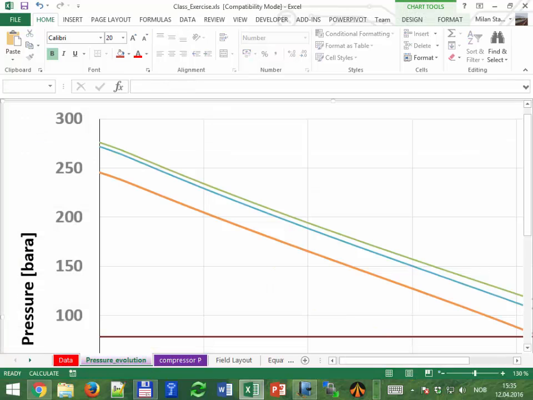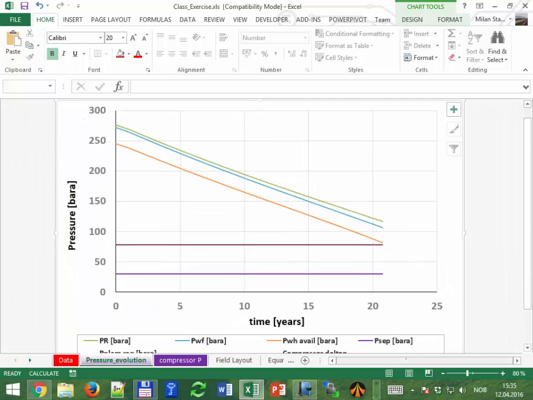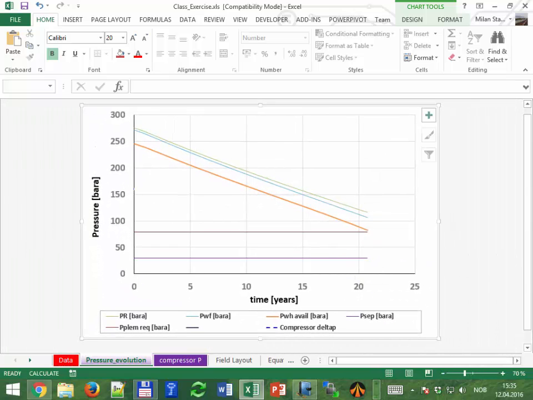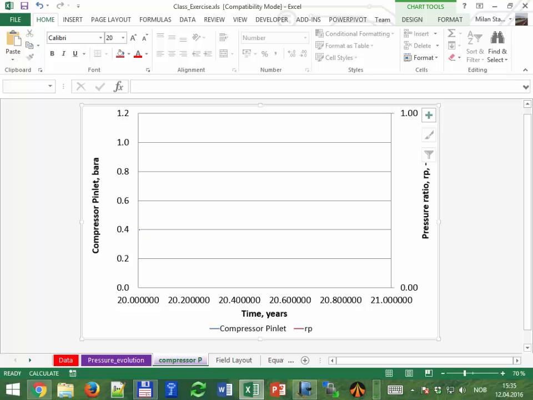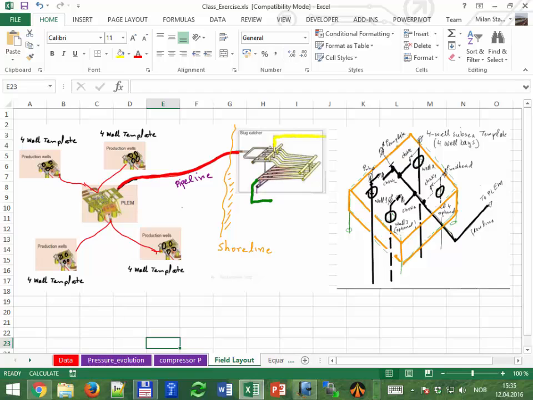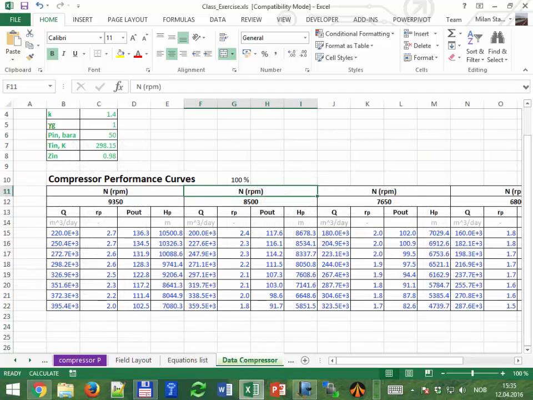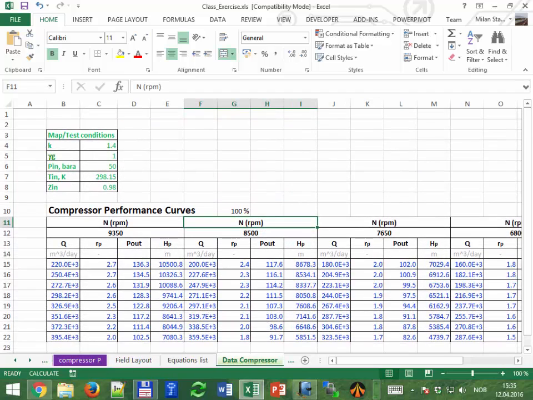And here we have this plot, which is pressure evolution, and we also want to see how the delta P of the choke, this difference, is going to be reduced with time. Here we have a fully open choke, and then here we will have the compressor also. Then something important is the pressure at the inlet of the compressor and the pressure ratio, RP, and you will see a very interesting trend there when we do the calculations. Layout, equations, nothing else. This is the data. These are the conditions under which this data was measured.